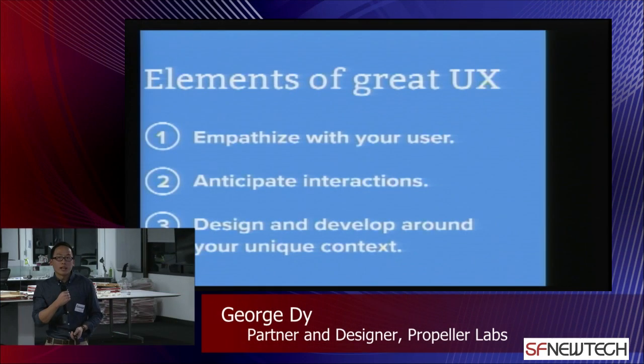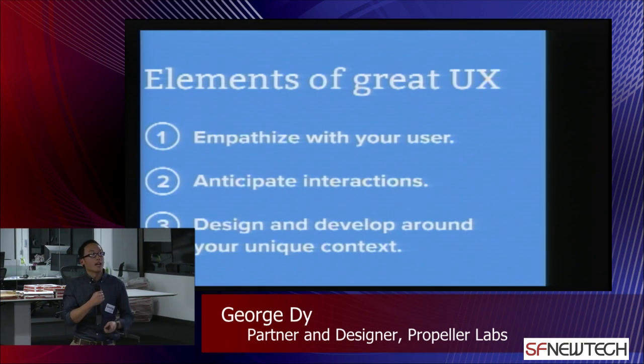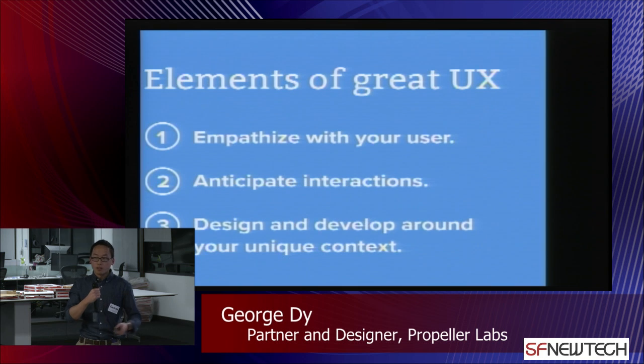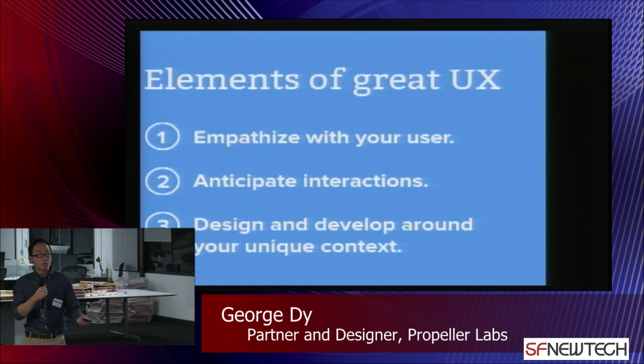Anticipating interactions, like this person's going to be going into a place with no connection. Let's make sure that they have a way to be able to grab their information. And then the third is designing and developing around your unique context. So the big picture, I know what my user is doing, I know where they're going, I know what they want to do. Let's build something around that.